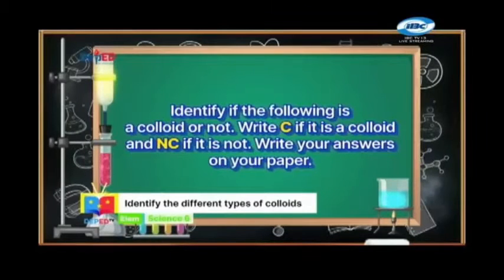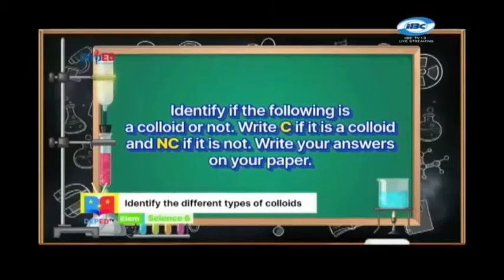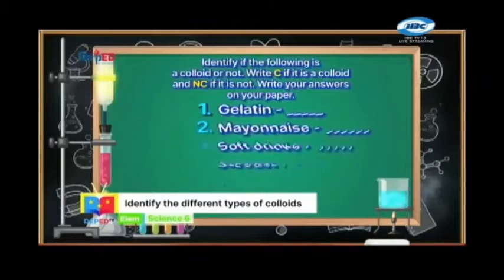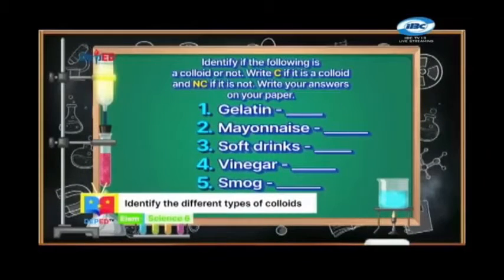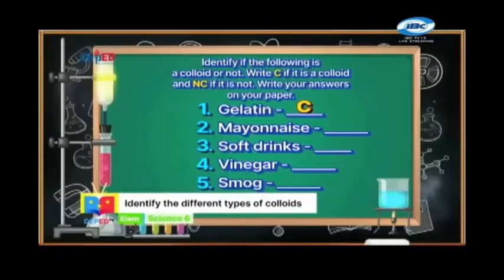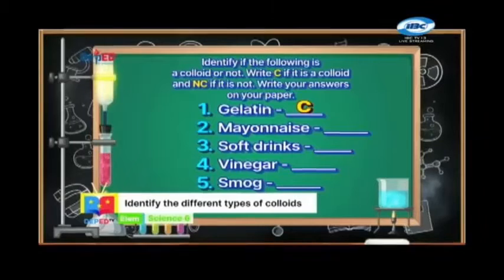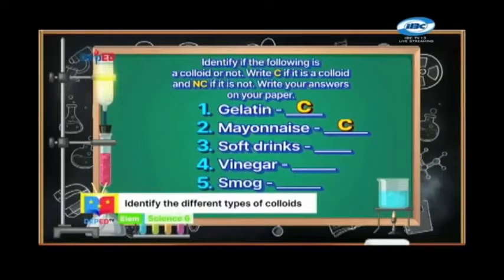Identify if the following is a colloid or not. Write C if it is a colloid and NC if it is not. Write your answers on your paper. Number 1, gelatin. The correct answer is C, colloid. Number 2, mayonnaise. The correct answer is C, colloid. Number 3, soft drinks.